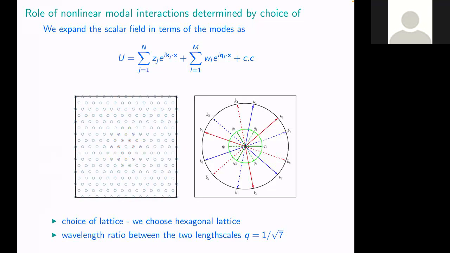And at this choice, if we calculate the ratio of the radii of the 2 circles that we've drawn, we see that this is a nice rational number, which is 1/√7. And this is interesting because this corresponds to one of the grid states that were observed in experiments.